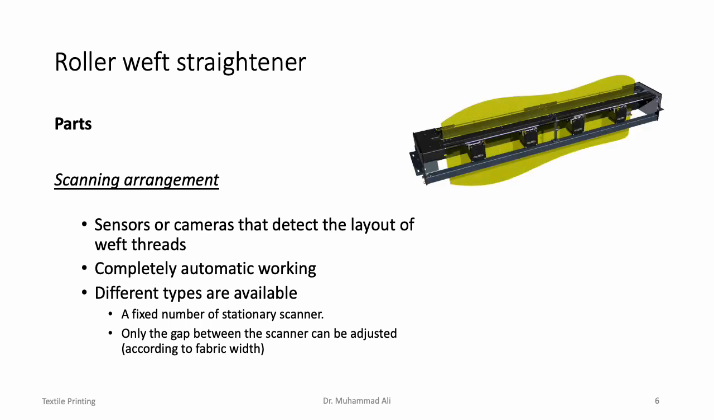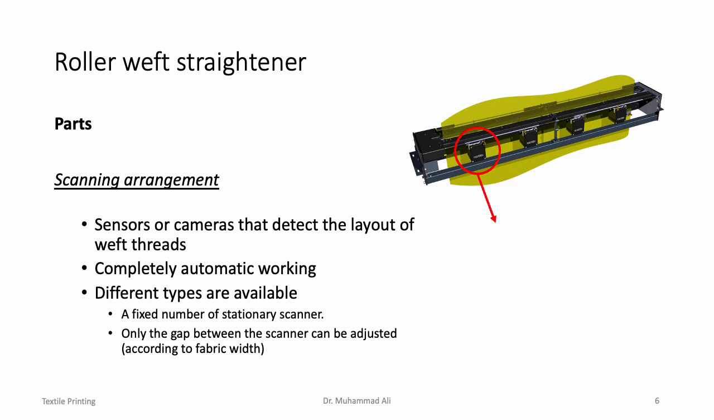This type of scanning arrangement looks something like this. So this is one sensor or a scanner. And as you can see in the image here, for this particular weft straightener, 4 scanners are shown. It's not necessary that there are always 4 scanners. Depending on the width of the machine, there can be 6 or even up to 8 scanners mounted on a frame like this.